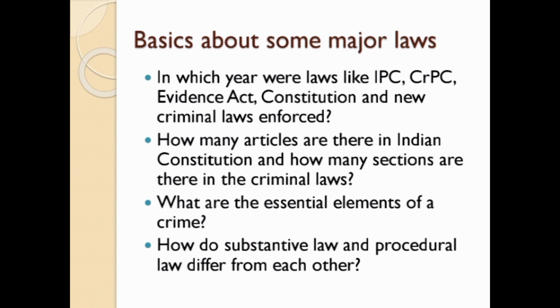Our next question is, how many articles are there in Indian Constitution and how many sections are there in the criminal laws? So the Indian Constitution originally had 395 articles in 22 parts, but now it has 470 articles divided into 25 parts. The IPC had 511 sections, but the new Bharatiya Nyaya Sanhita has 358 sections. The CRPC had 484 sections, while the new Bharatiya Nagrik Suraksha Sanhita has 531 sections. The Indian Evidence Act had 167 sections and its replacement, that is Bharatiya Saksh Adhiniyam, has 170 sections.